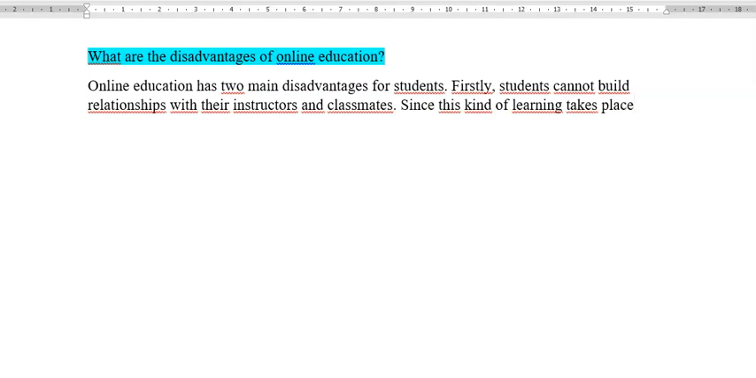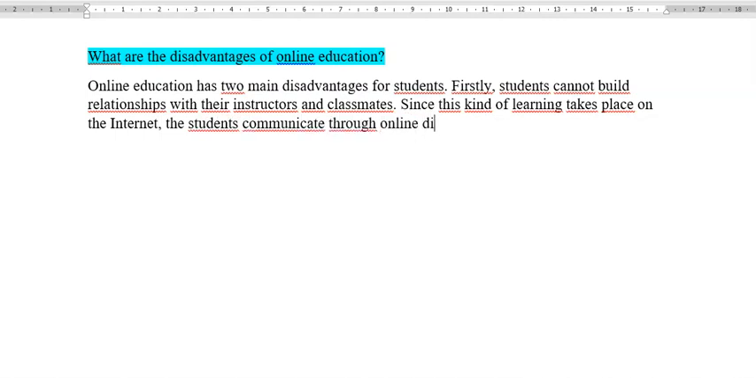takes place on the internet, the students communicate through online discussions and comments. So guys, here I'm actually showing how online education works, and then I can clarify actually this is a disadvantage for the students.